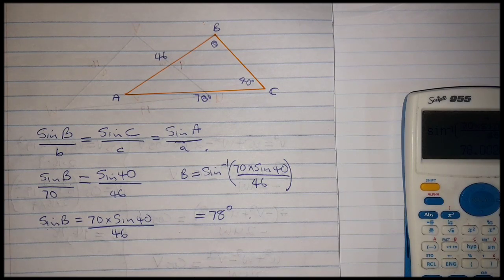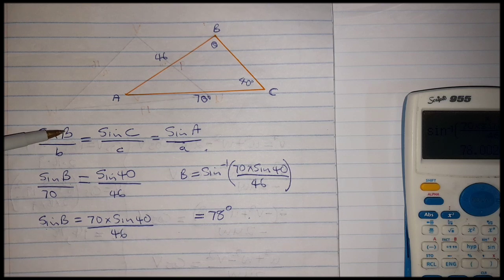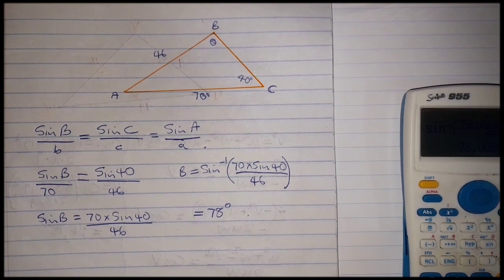This is how we use the sine rule to determine an angle. Just remember, if you are looking for an angle, then the angle has to be on top. But if you are looking for a side, then the side is the one which is going to be on top. Continue practicing. Enjoy.